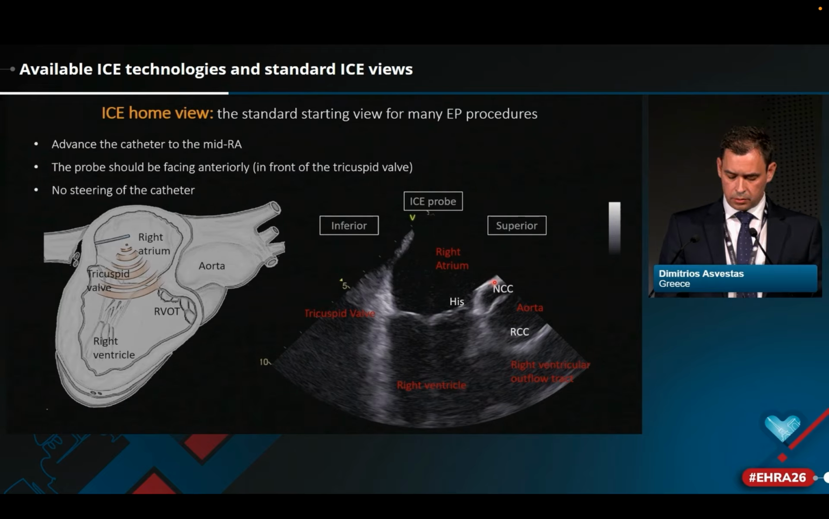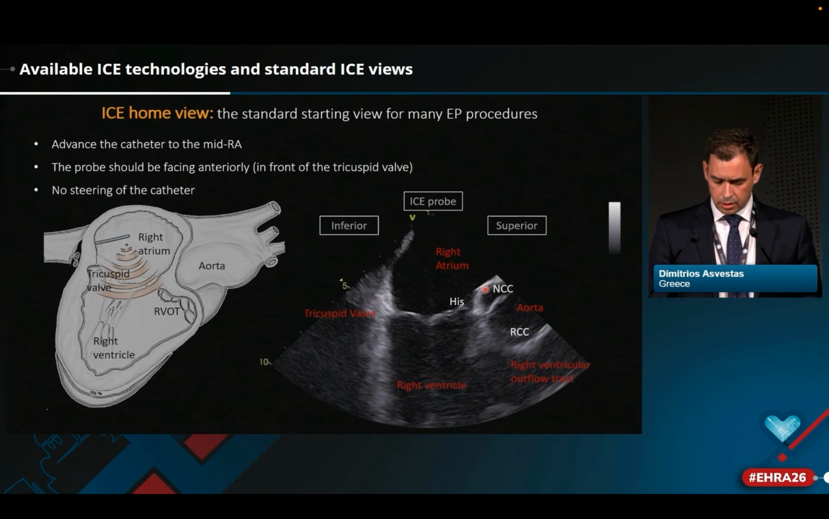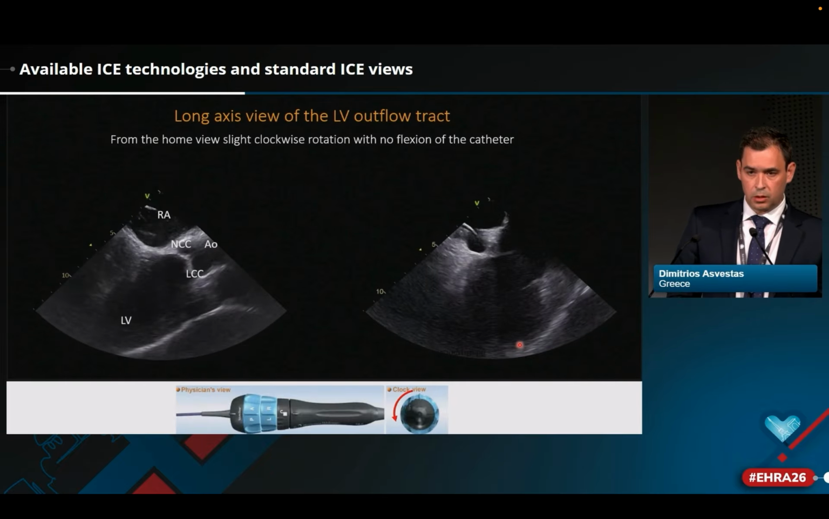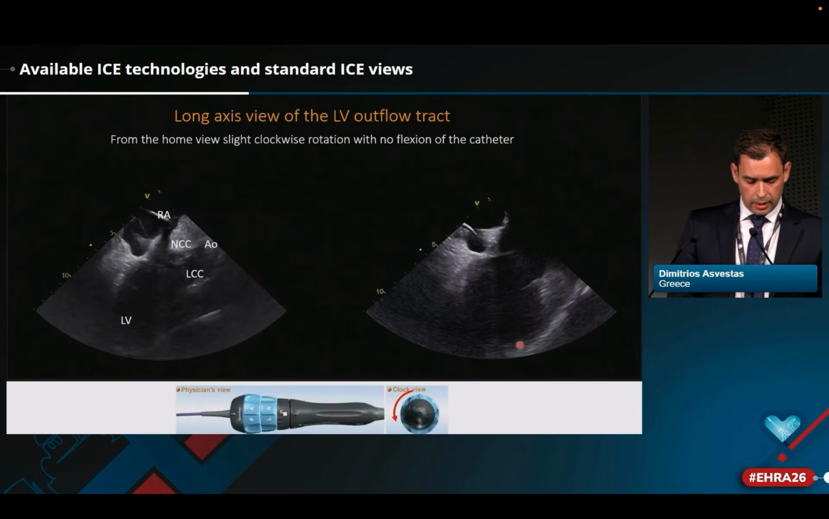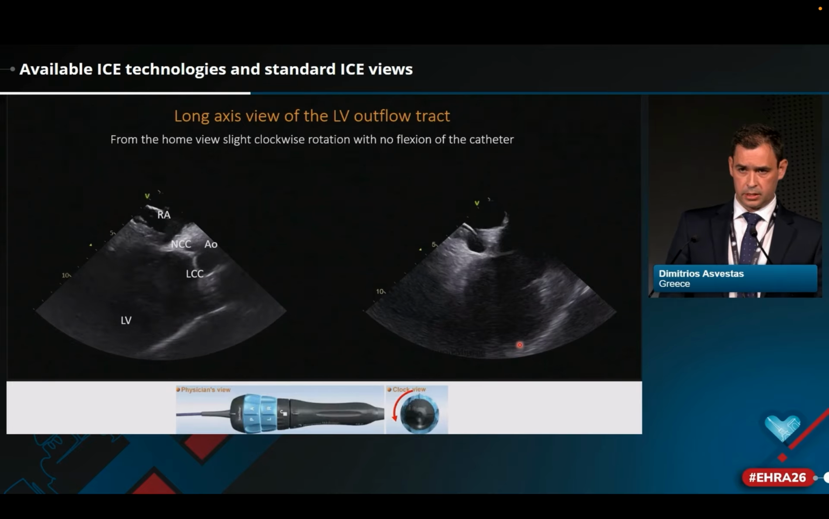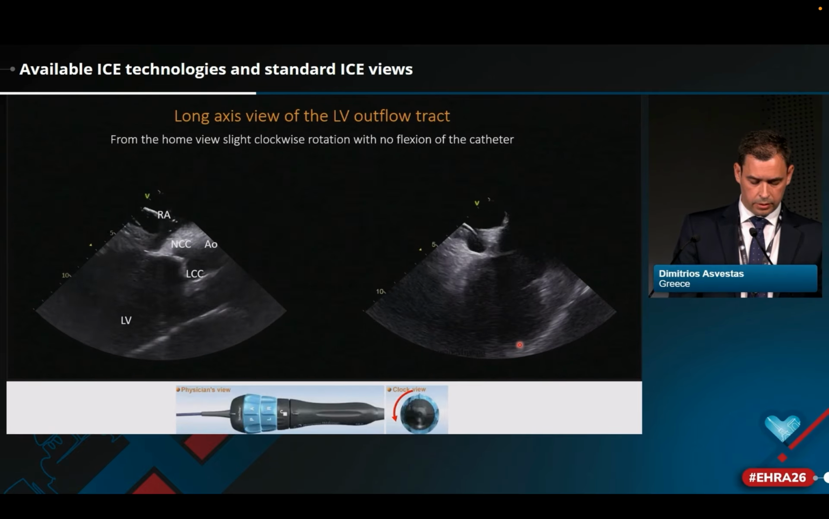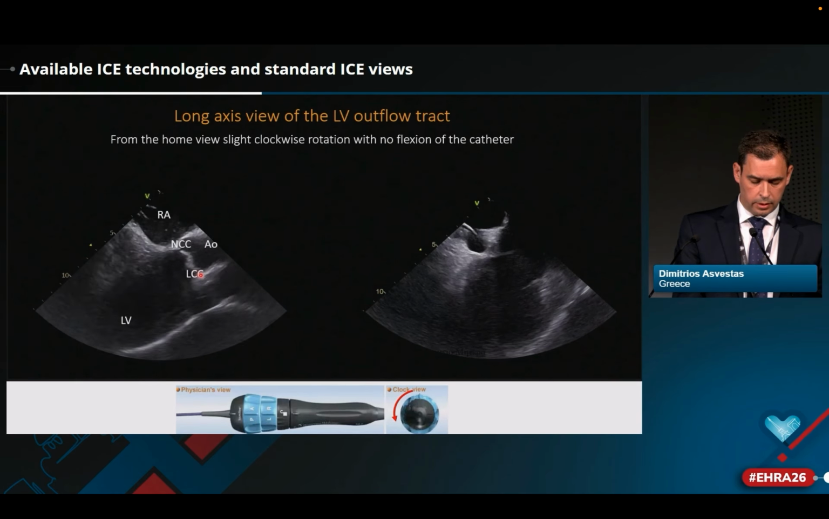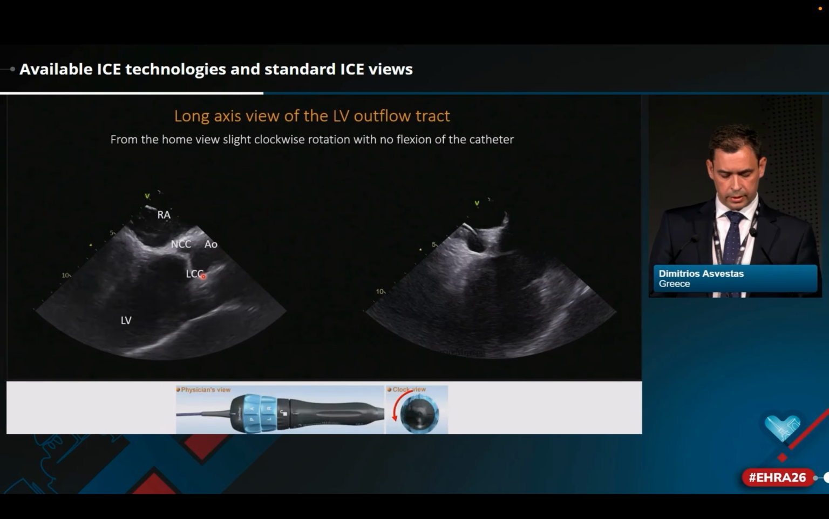lies adjacent to the interatrial septum and the parahisian region. And the most anterior cusp is the right coronary cusp, displayed in the septal area, posterior to the septal area of the right ventricular outflow tract. A slight clockwise rotation of the catheter shows the left ventricle in long axis view and the left ventricular outflow tract, and always on the right side the aortic root, and always the non-coronary cusp closest to the transducer, and now we can see the left coronary cusp instead of the right coronary cusp.